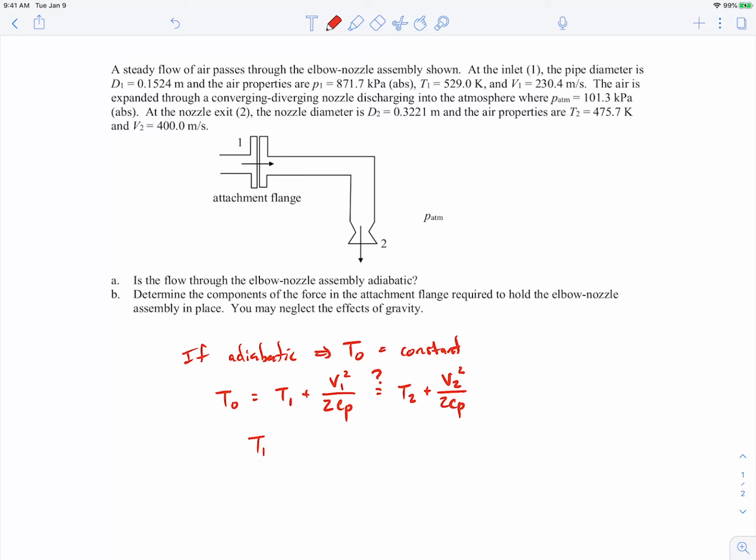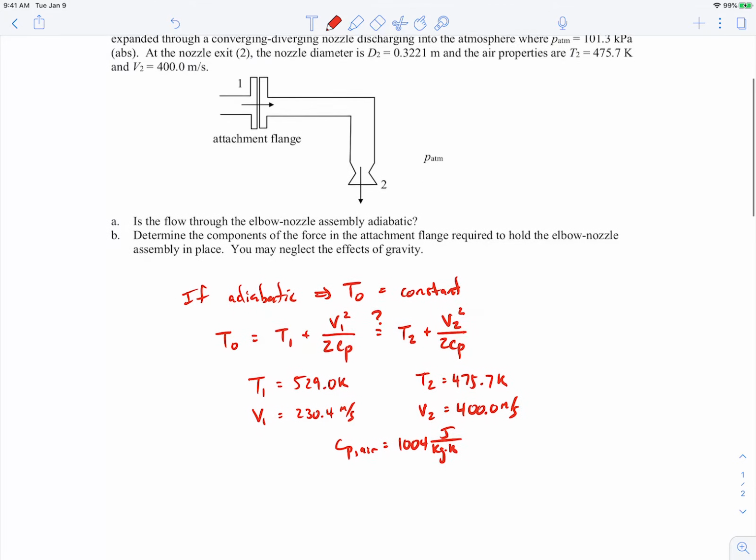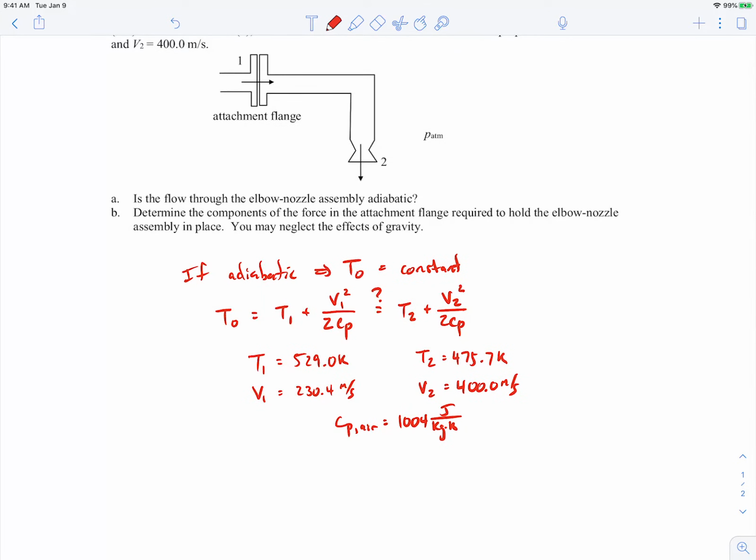So we're given some information. We're told that T1 is 529 Kelvin. We're told V1 is 230.4 meters per second. We're told T2 is 475.7 Kelvin, and V2 we're told is 400 meters per second. And then the specific heat at constant pressure for air, you can look that up in a table, and it's about 1,004 joules per kilogram Kelvin. So we can plug these numbers in and then calculate what the values come out to be.